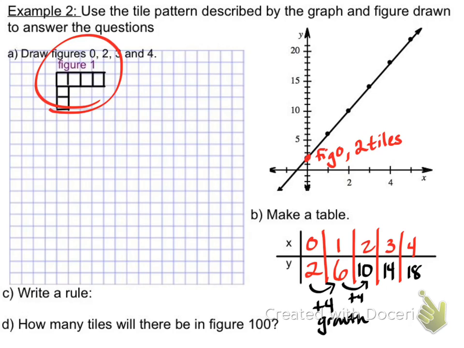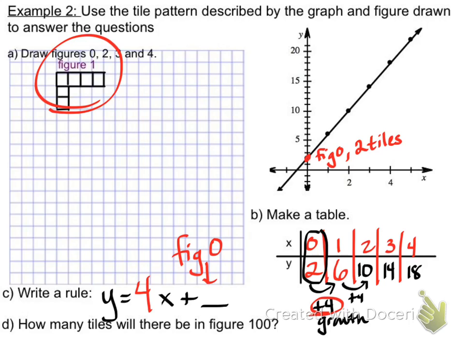Now I have to write a rule and make the pictures. So let's try the pictures. Let's try the rule real quick. The rule, remember, mx plus b, so we have to find the number in front of x, and the number in front of x is always the growth. And the growth is 4, as I saw in my table. So 4x, that's my rule, plus figure 0. Figure 0, according to my graph, and now my table, was 2 tiles. So now I'm going to put 4x plus 2. That's the rule for this particular pattern.